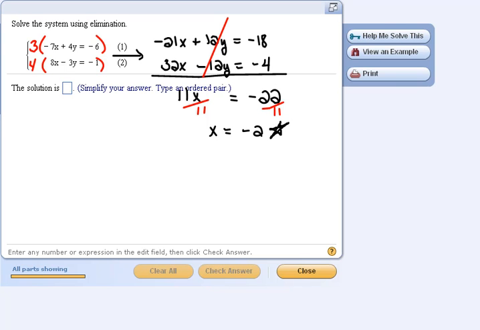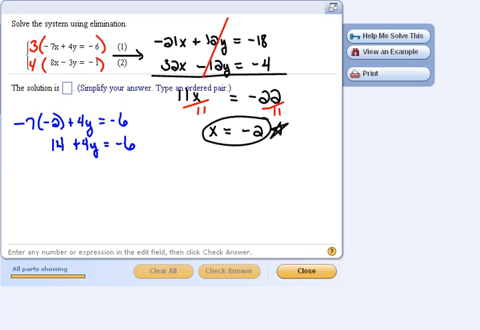So there's one answer. Now we also need to know what the y value is. So I'm going to plug this x that I know back into either one of the original equations. If I plug it back into, let's just say the first equation, that would be negative 7 times negative 2, replacing the x value with negative 2, plus 4y equals negative 6. And now simplifying and solving, this would be a positive 14 plus 4y equals negative 6.